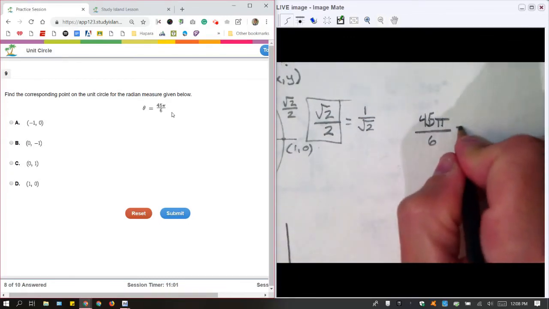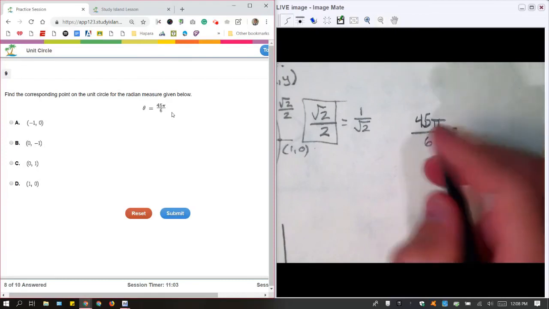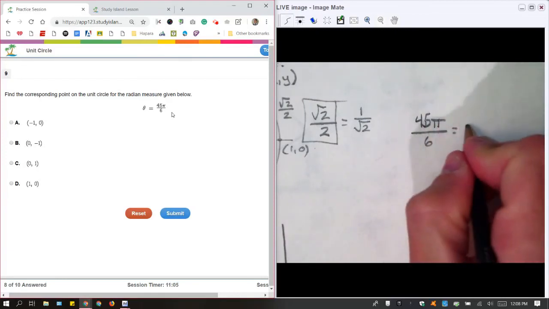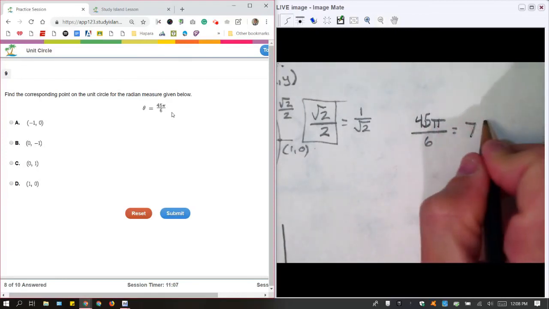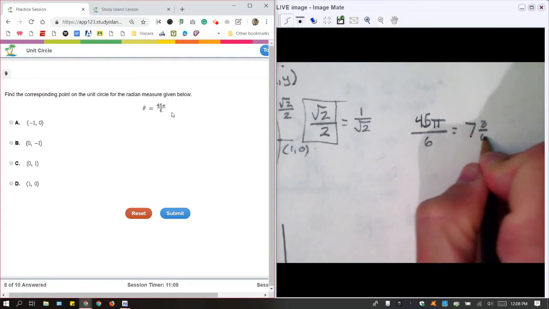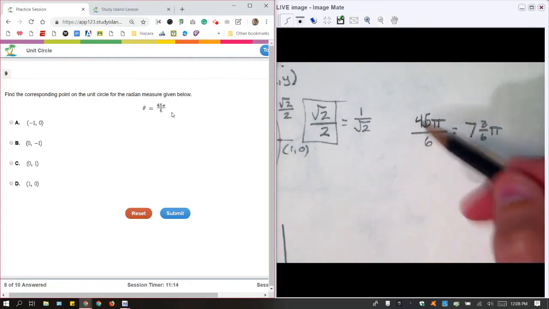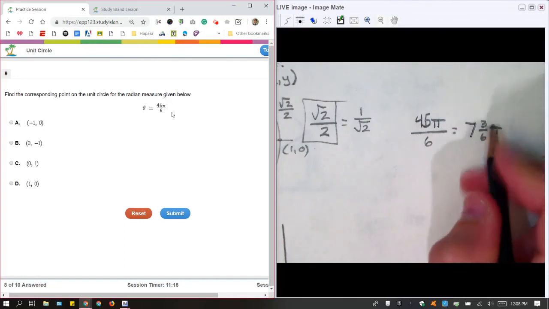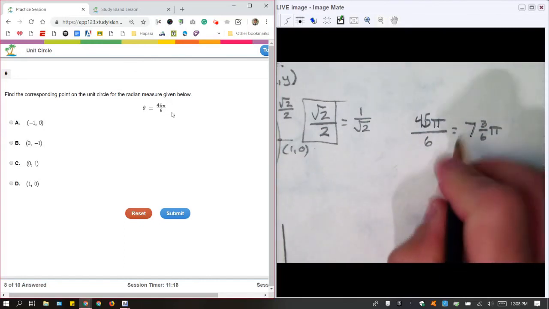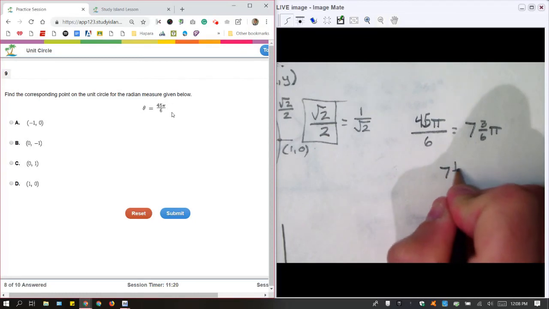Well, let's convert this to a mixed number. 45 divided by 6. 6 goes into 45 7 times with 3 left over. 7 times 6 is 42 with 3 left over. So we have 7 3/6 pi, which means we have 7.5 pi.